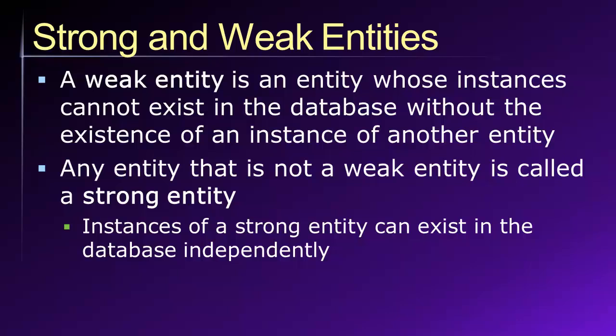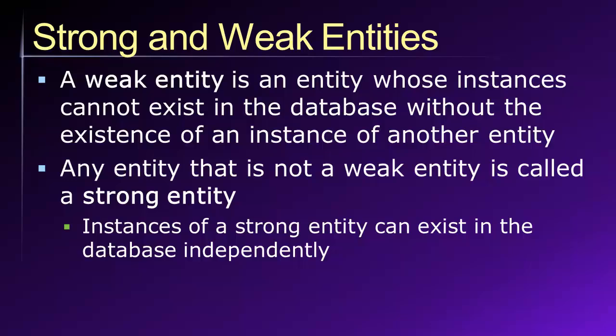To begin, a weak entity is an entity whose instances cannot exist in the database unless they are related to an instance in another entity. By contrast, a strong entity is an entity whose instances can exist independently. They do not rely on the existence of instances of any other entity in order to be able to exist. They can be added to the database independently.